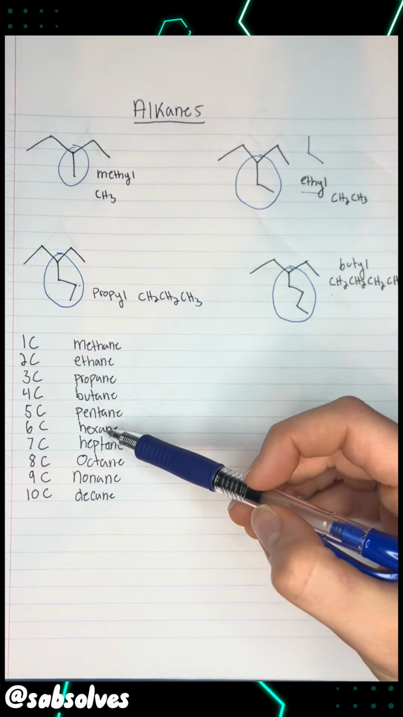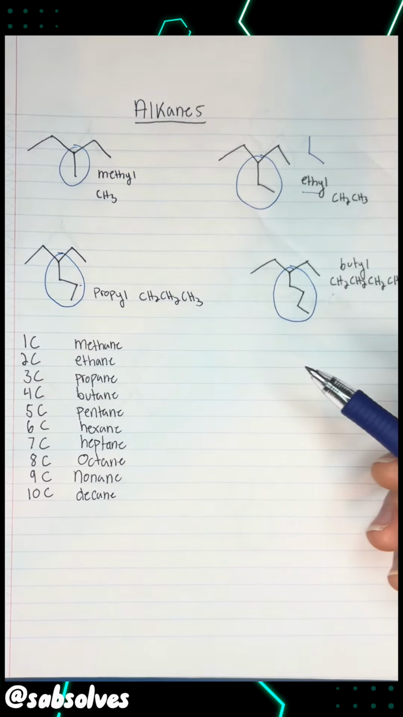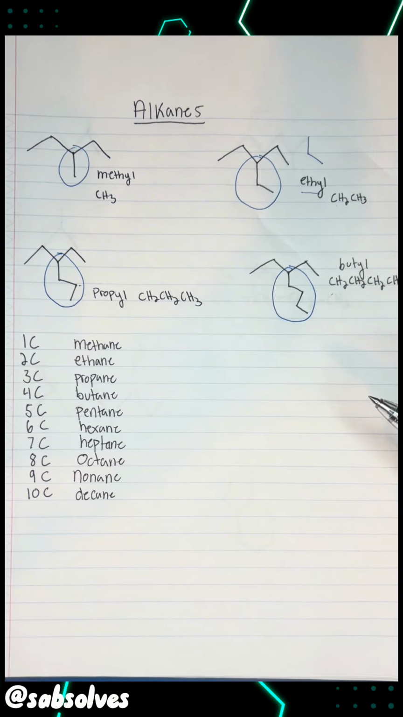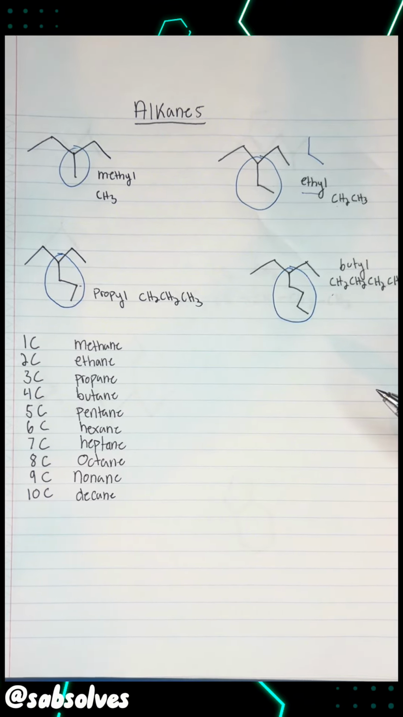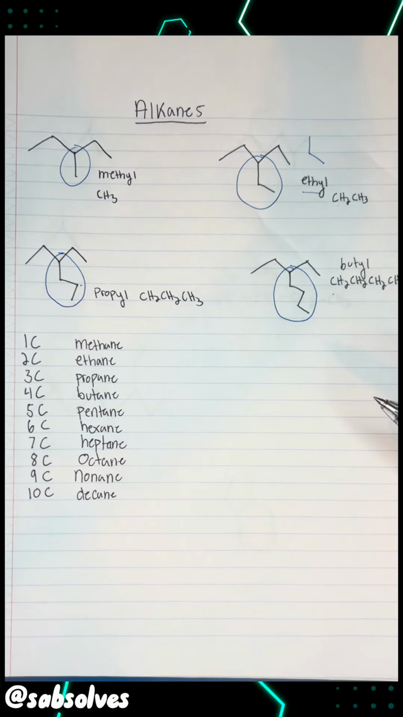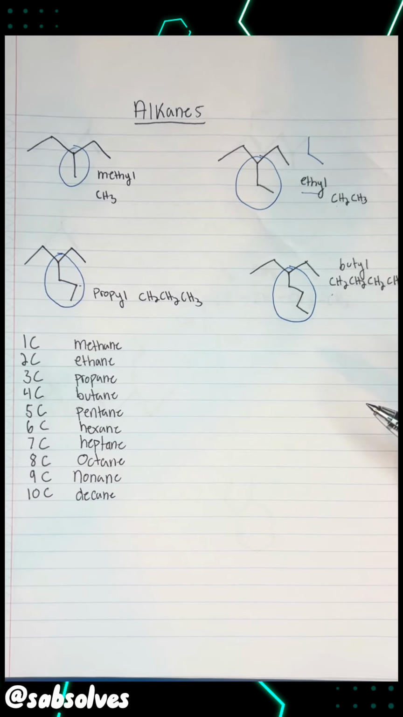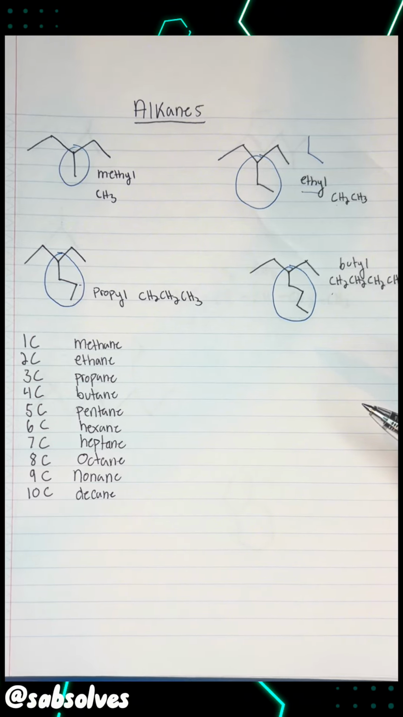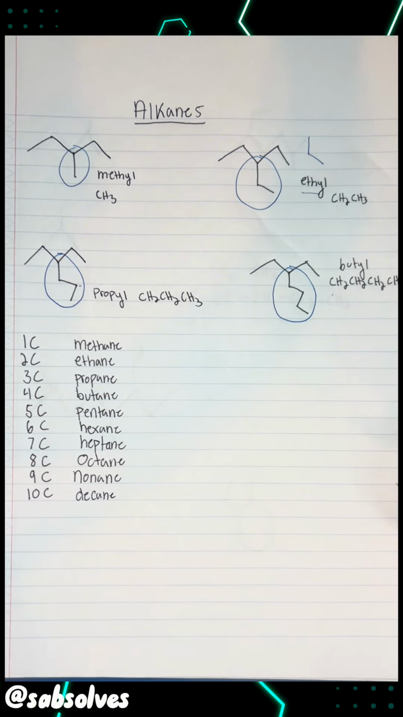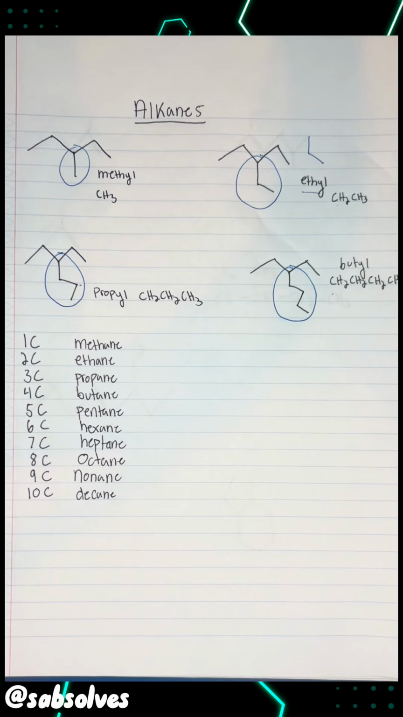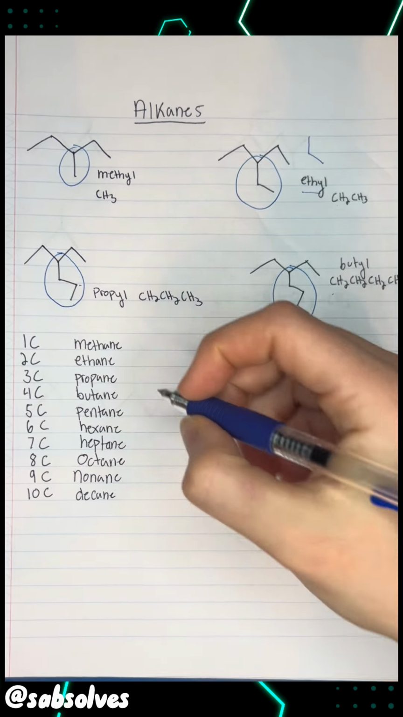And then just coming over here, talking about these parent chains. The parent chain is 1 carbon, methane. 2 carbons, ethane. 3 carbons, propane. 4 is butane. 5 is pentane. 6 is hexane. 7 is heptane. 8 is octane. 9 is nonane. And 10 is decane. And just to give you a little bit of an idea of what I'm talking about here, just in case you have no clue.